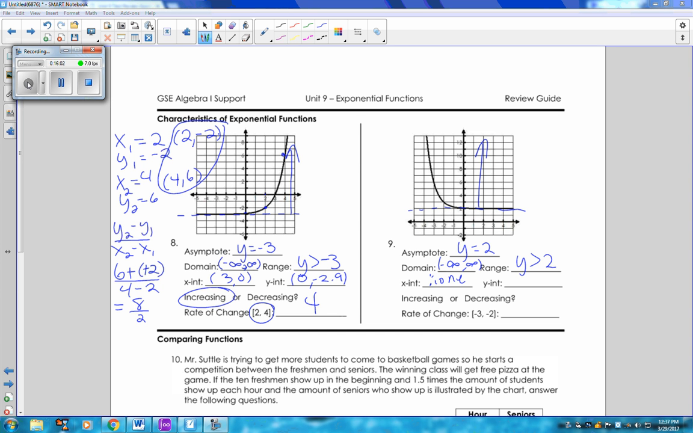Your y-intercept is very, very close to 2, but it's above 2. It doesn't reach 2, so I'm going to just estimate that also at 2.1. This one is going down from left to right. It's decreasing.